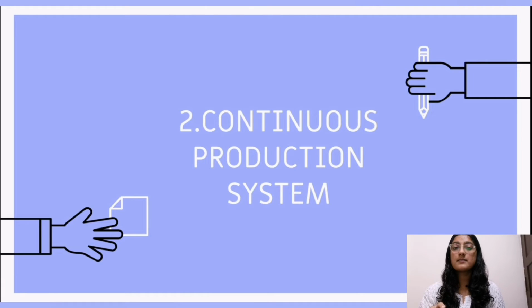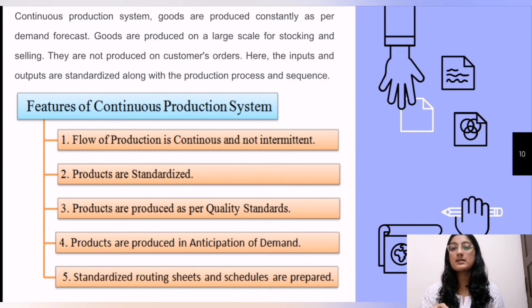Continuous means something that operates constantly without any irregularities or frequent halts. In the continuous production system, goods are produced constantly as per the demand forecast, and the goods are produced on a large scale, first stocking and then selling. So an example can be the fuel industry or the food industry. They are being manufactured from time to time.